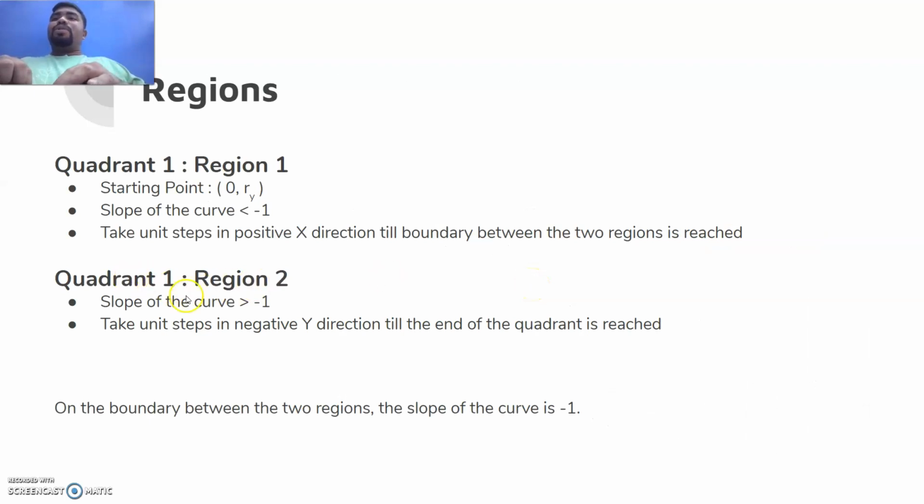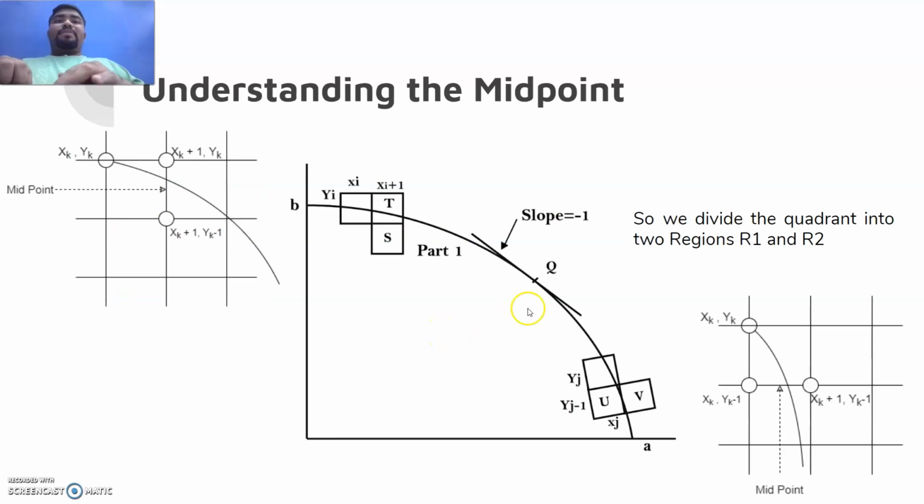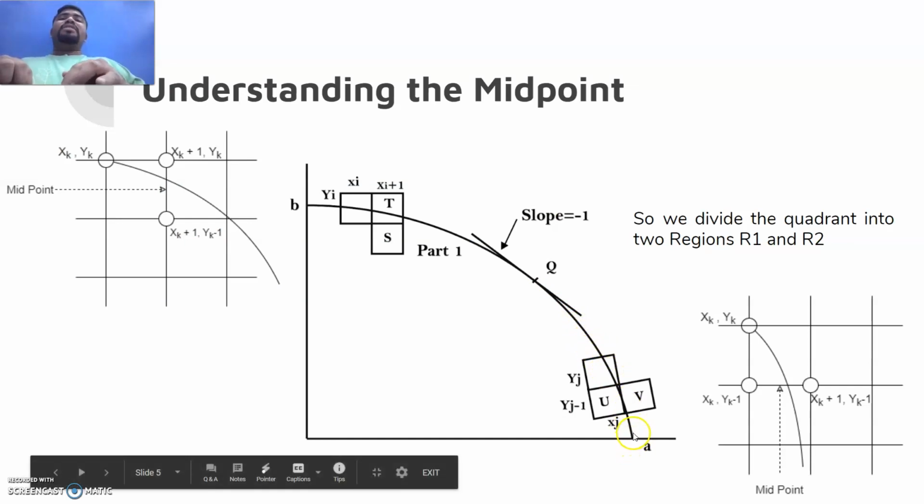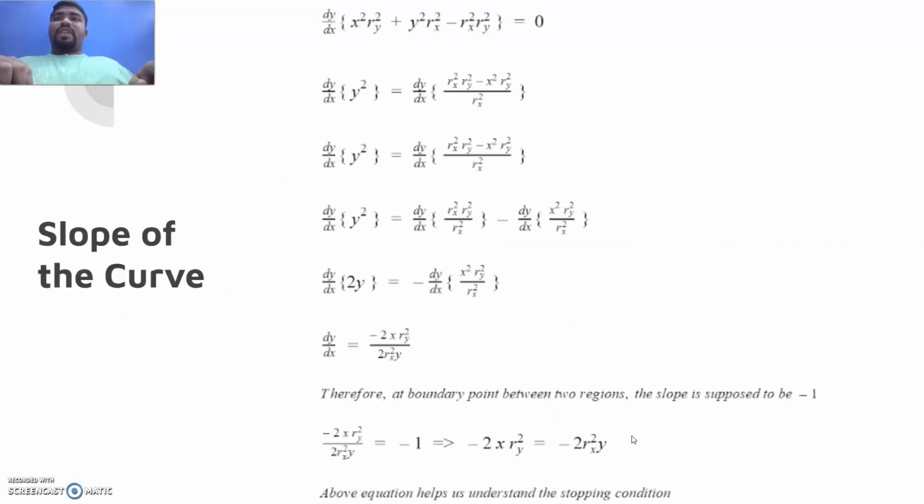And in case of region 2, obviously we don't know the starting point, because whatever is the end point of region 1 would be the starting point for region 2. And as we go to region 2, we know that the slope is going to be greater than -1, and then we'll take unit steps in the negative y direction till we reach the end of the quadrant. That means we'll be coming down the y-axis by unit size, every time doing -1, till we reach where x is equal to rx, that is the major axis, and y is equivalent to 0. So let's see how it works now.